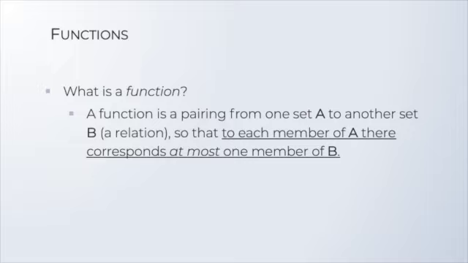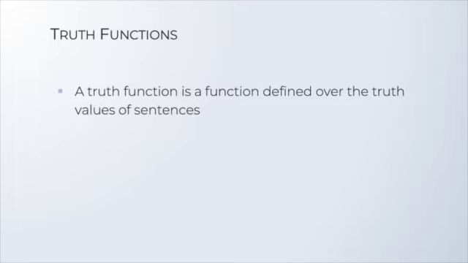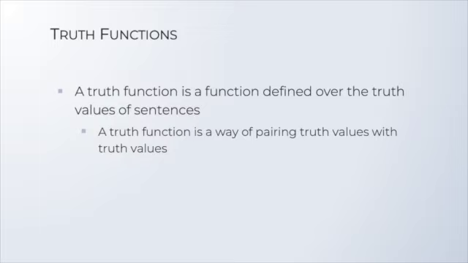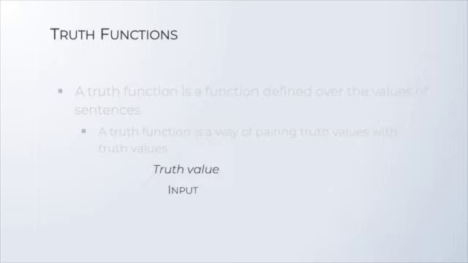Now, let's go back to our topic. We said that we could define functions on practically anything, and this includes truth values, the t's and f's we are already familiar with. So a truth function is a function defined over the truth values of sentences. A truth function is a way of pairing truth values with truth values. You give it a truth value as input, and it gives you a truth value as output.